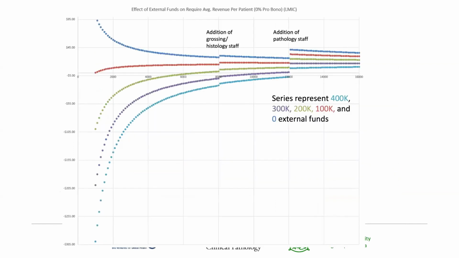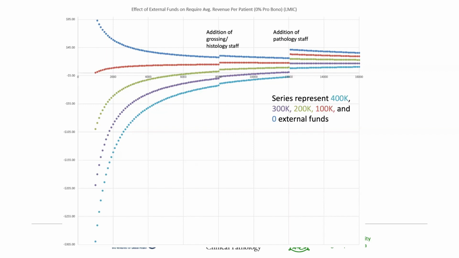So this is another series. This is the effect of external funds, right? And we already talked about if you're a government lab, you have external funds. So you can see that if you have no external funds in this model, you have that exact same graph we just saw on the last slide.